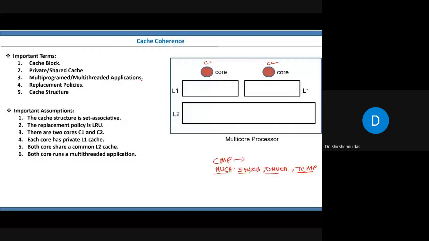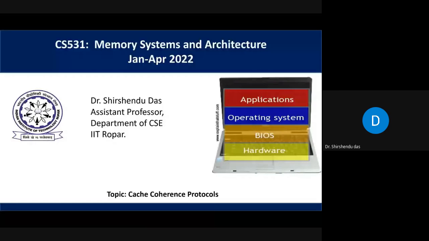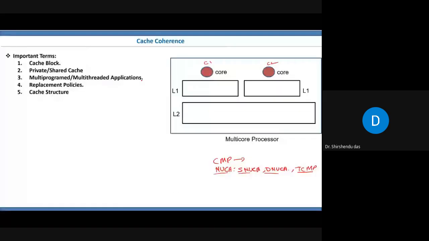So today we'll discuss cache coherence. If I go to the first slide, you can see this slide is for an advanced level course. This is for an elective course. But I'll use the same slide here because the concept of cache coherence is very important, even if it is a core course or an advanced level course.